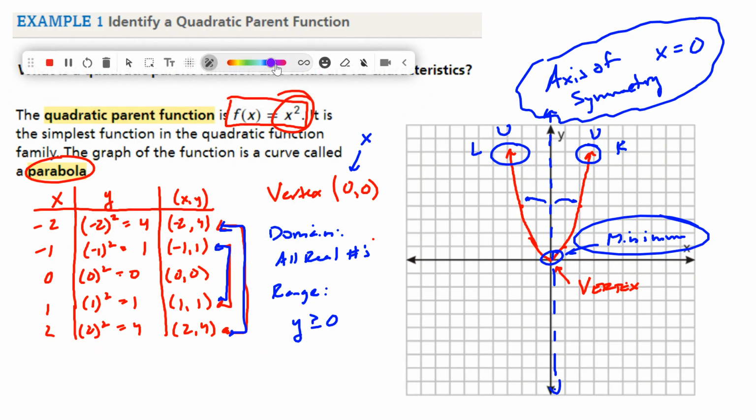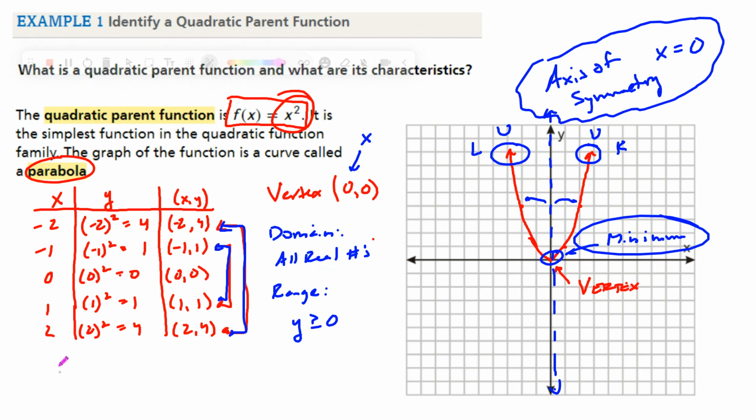And then last but not least, let's talk about this new idea. I think we talked a little bit about it with exponentials: increasing and decreasing.